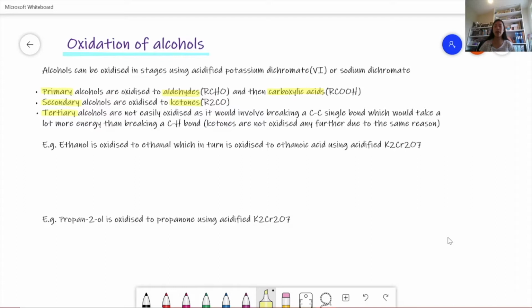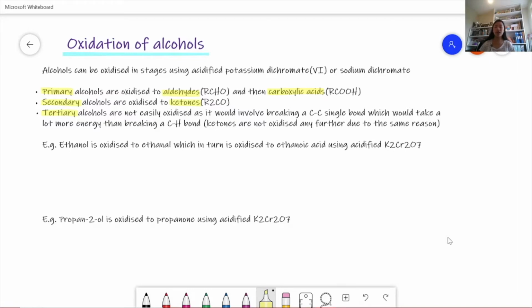As a quick reminder about the different types of alcohols, a primary alcohol is one where the carbon which is attached to the hydroxide, so the OH, is only attached to one alkyl group. A secondary alcohol is where the carbon attached to the OH group is attached to two alkyl groups, and a tertiary alcohol is where the carbon which is attached to the OH is attached to three alkyl groups. And so this is why you can't oxidize the tertiary alcohols, because the carbon-carbon single bonds take a lot more energy to break than the carbon-hydrogen bonds.